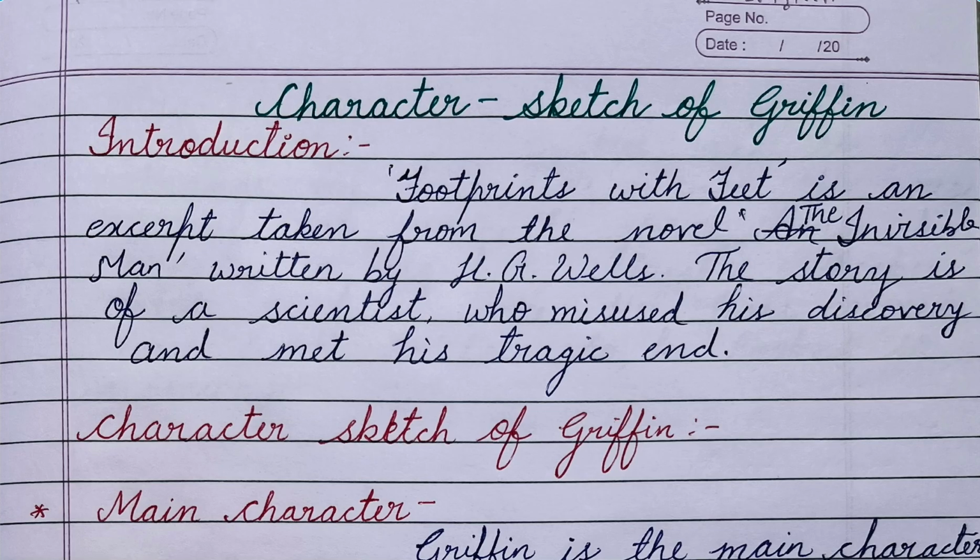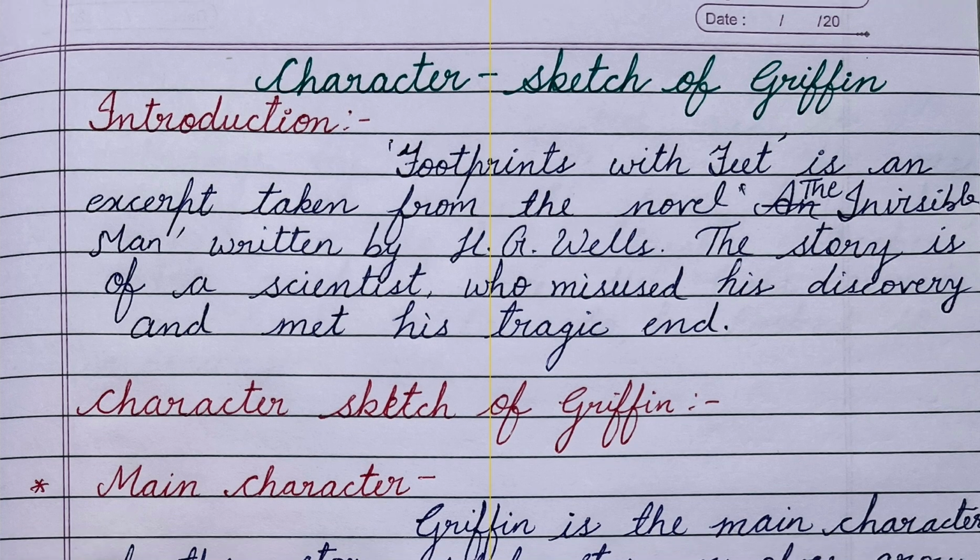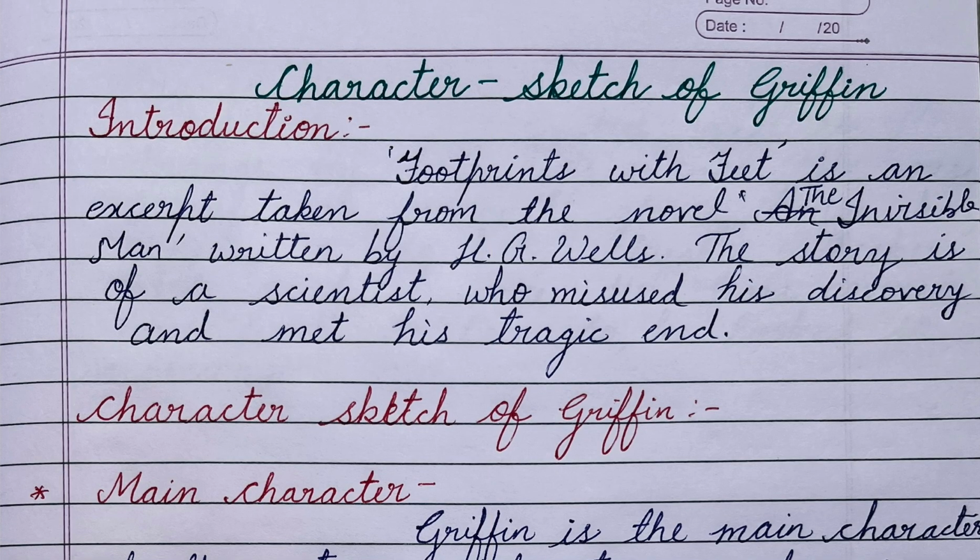As you know, we started a series of important questions from the examination point of view, especially for class 10. In the series, we started the character sketches at first, and I have uploaded a video related to the character sketch of Lencho, that is the most important character in class 10 English. To continue the series, today I'm going to tell you how to write the character sketch, and we shall talk about the character Griffin, from your chapter Footprints Without Feet. Alright, so let's start the video.